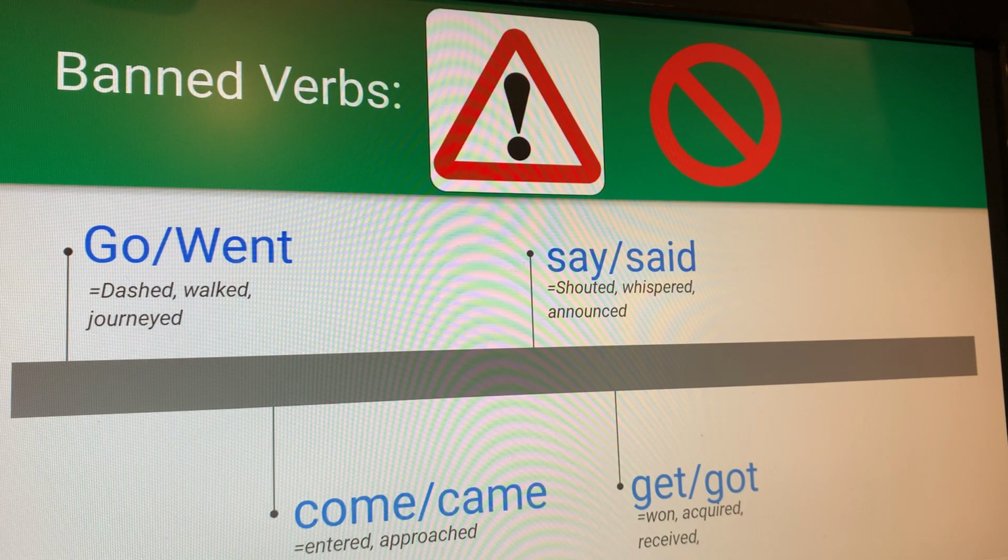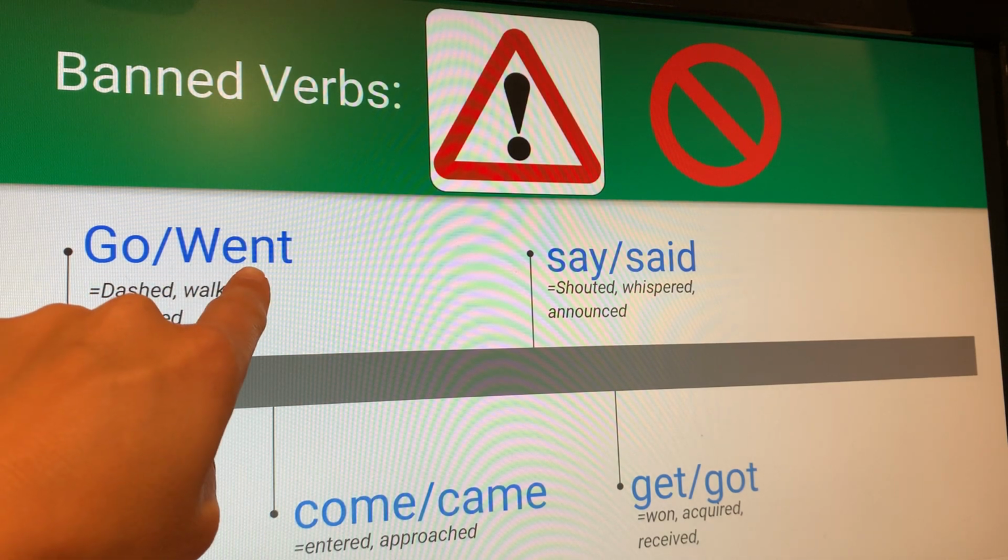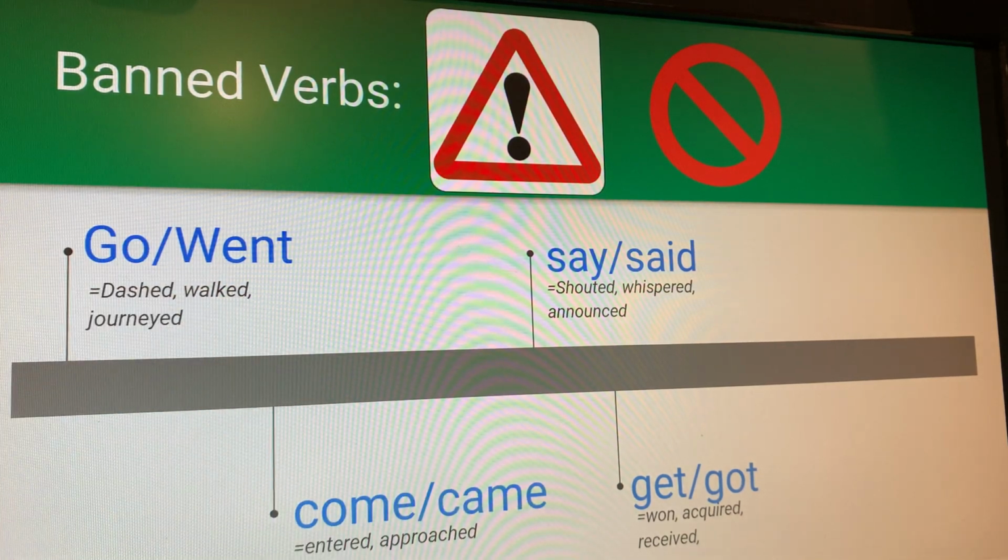And these banned verbs are verbs that you are not allowed to use in your IEW writing this year. So here's our first ones: go and went. They're out of the picture now, y'all.